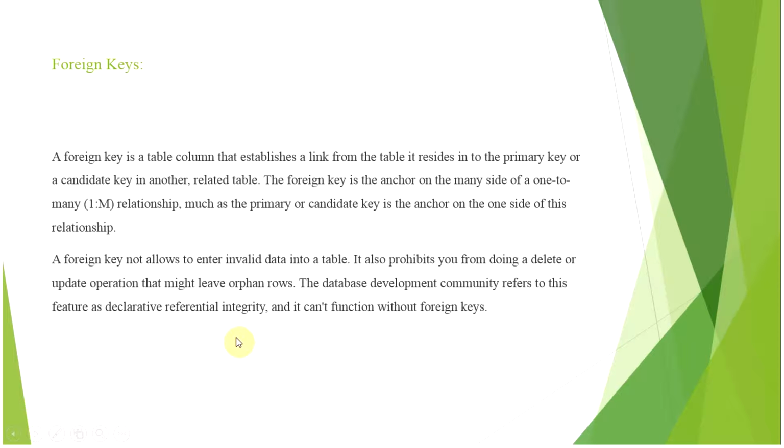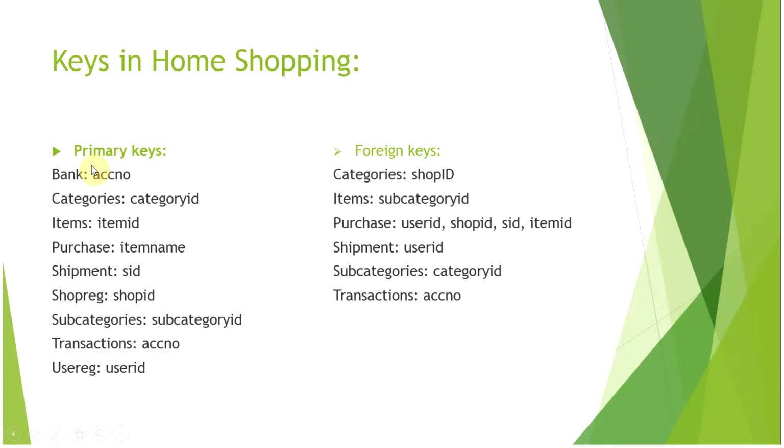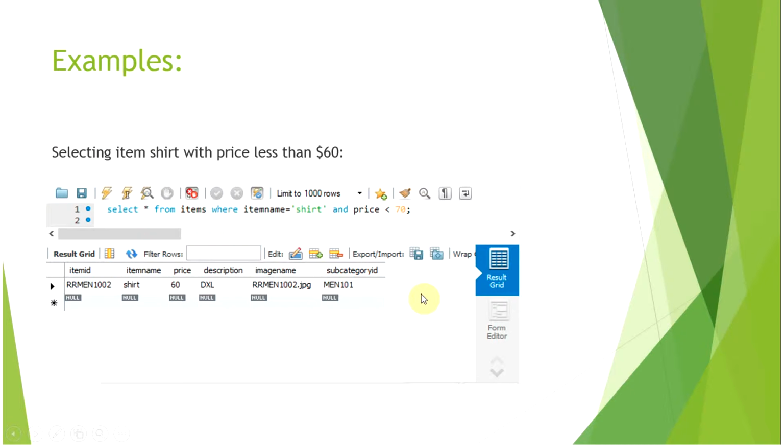A foreign key does not allow invalid data to be entered into a table. It prohibits a delete or update operation that might leave orphan rows. This is also known as declarative referential integrity. Here are the keys in my database system: these are the primary keys and these are the foreign keys.